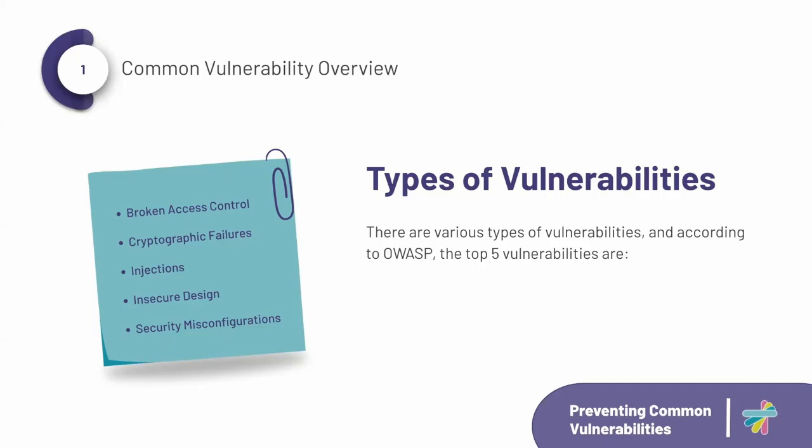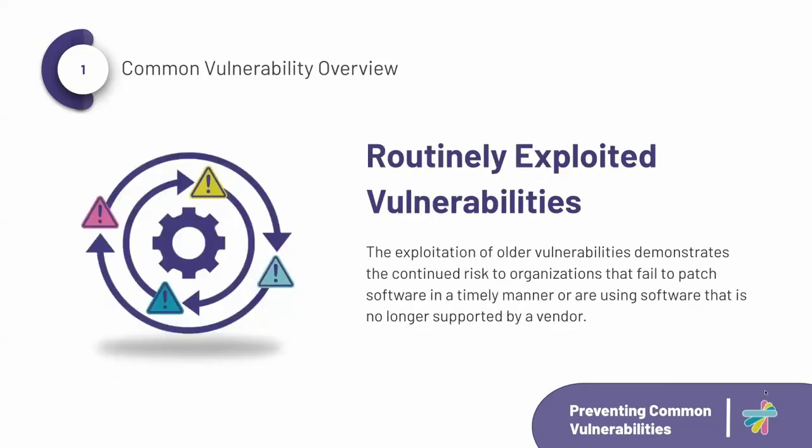To a lesser extent, malicious cyber actors continue to exploit publicly known dated software vulnerabilities, some of which are also routinely exploited in 2020 or earlier. The exploitation of older vulnerabilities demonstrates the continued risk to organizations that fail to patch software in a timely manner or use software that is no longer supported by a vendor. Here, we show the top 4 of the 15 routinely exploited vulnerabilities that US, Australian, Canadian, New Zealand, and UK cybersecurity authorities observed malicious actors routinely exploiting in 2021.